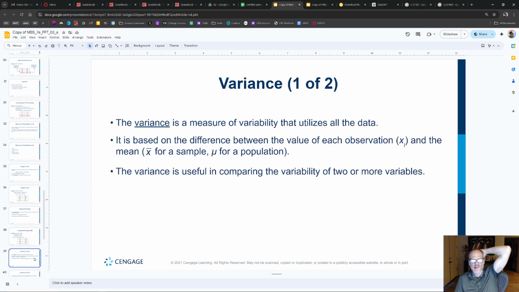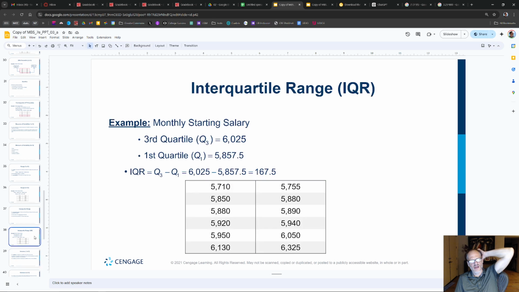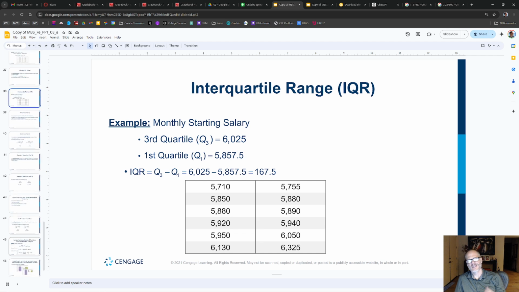And then we get to variance. So that's interquartile range. And interquartile range will be used when we multiply this figure here, 167.5, the IQR, by 1.5. We could use that as a way to benchmark or test whether or not data is lying outside, is an outlier, if it's too far away from the more central data.